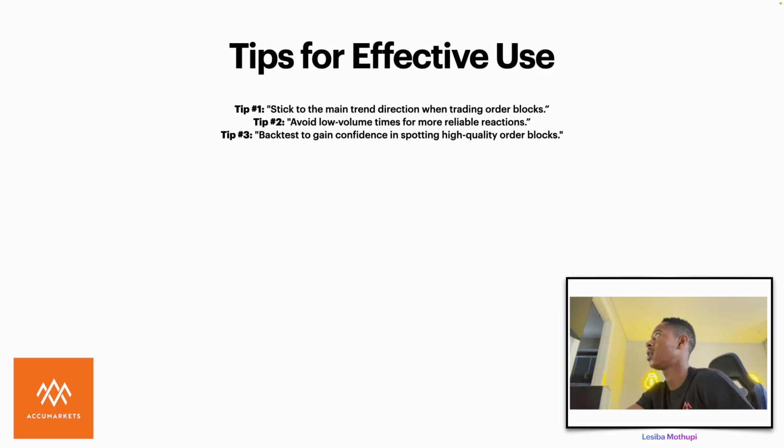actually even see something. And then tip 3 is to backtest to gain confidence in spotting high quality order blocks. Truly speaking, guys, this is the honest truth. I mean, only now am I making a video about it and teaching you guys, but I've been trading order blocks for over a year now. When I discovered it, I think it was a few years ago, and I was just learning it. And I tried trading it.